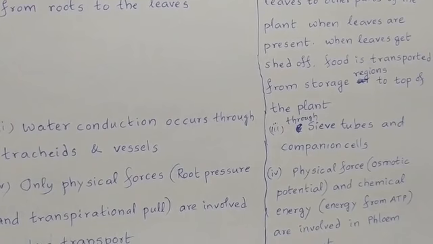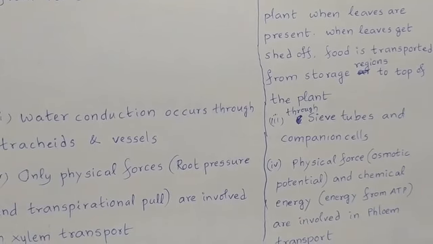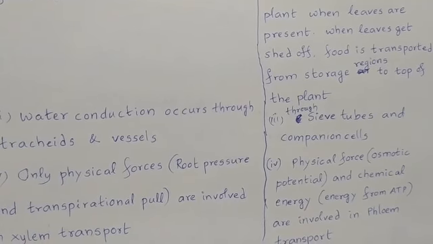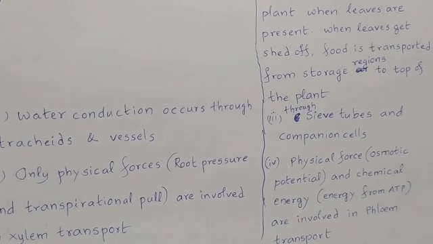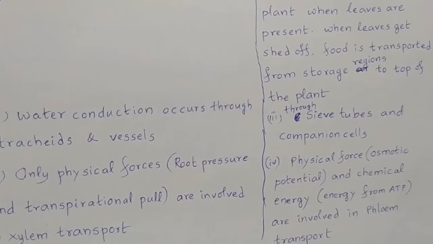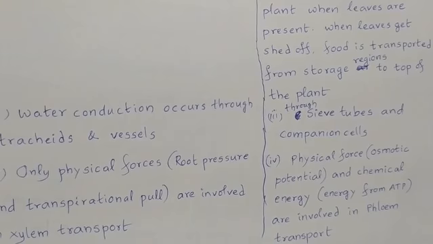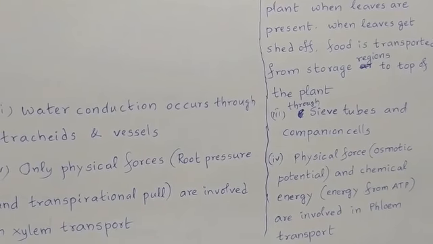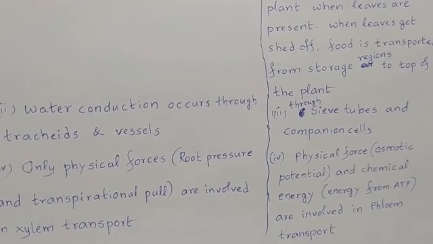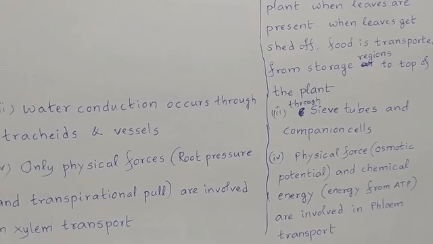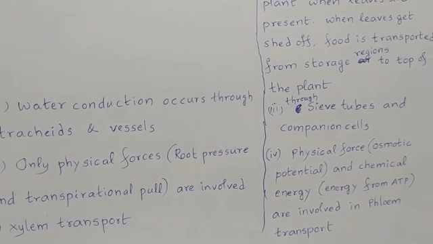In water conduction by xylem, only physical forces, that is root pressure and transpirational pull, are involved. Whereas in phloem transport, physical force, that is osmotic potential, and chemical energy, that is energy from ATP, are both involved. So only physical forces, root pressure and transpirational pull, are involved in xylem transport. Both physical forces and chemical energy are involved in phloem transport.